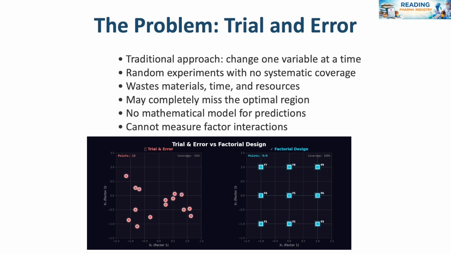And because it's random and it's not systematic, you may completely miss the optimal region that we should really aim for. This doesn't follow any mathematical model for predictions, and it cannot measure any factor interactions. And we will look into this more in detail later on.